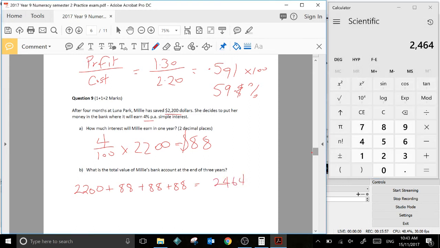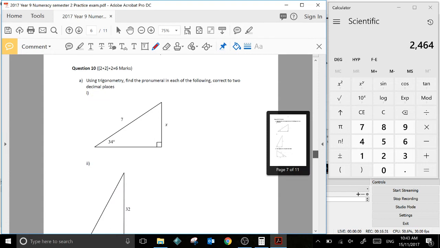2,464. But the easy way to do that, we could have just done, well, what's 88 times 3 and added that to 2,200. So 88 times 3 is just 264, and then if I add that to 2,200, you'll see we get the same number: $2,464. Both of them are dollars. So after 3 years, she'll have earned a total of 264 extra dollars out of nothing, which is great.